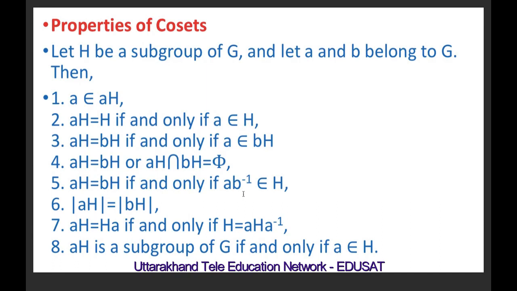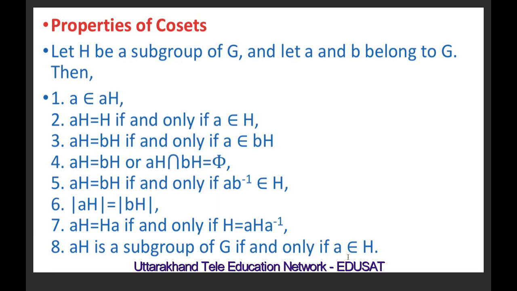Now the seventh property is AH equal to HA if and only if H equal to AHA inverse. So seventh property is analogous to fifth property in that it shows how a question about the equality of left coset and right coset of H containing A is equivalent to a question about the equality of two subgroups of G. Now the last property is AH is a subgroup of G if and only if A belongs to H. It means that H itself is the only coset of H that is a subgroup of G.